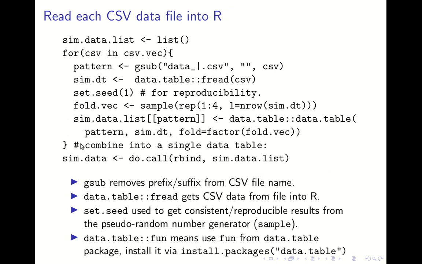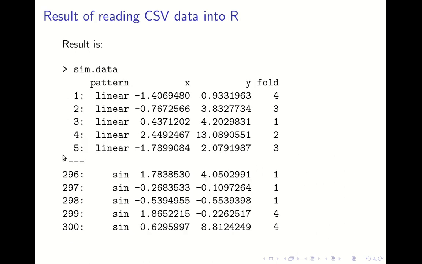And so finally, at the end of the for loop, we combine all of that into a single data table using this do.call rbind idiom. That combines all those data tables that we stored in the list into a single tall data table with all of those 3 data sets in the same data table. The result is a data table that looks like this, where the first column is the pattern. It's going to be one of the 3 pattern values that we saw in the previous figure. The x and y columns are going to be those values that we plotted on the x and y axes, and then the fold ID numbers are going to be those random numbers that we assigned between 1 and 4.